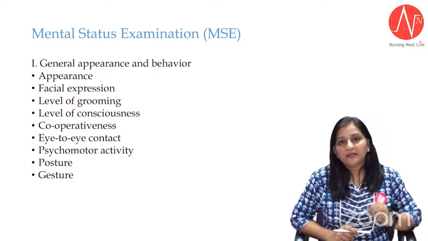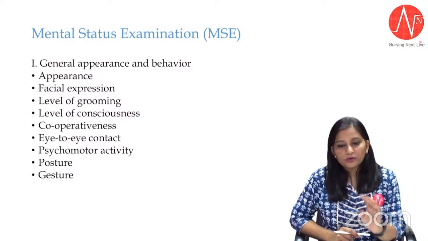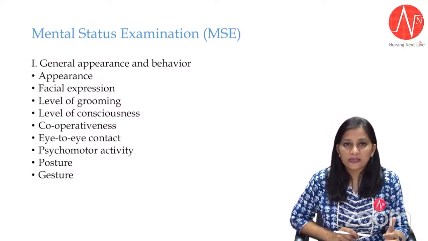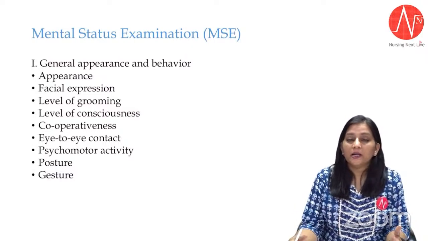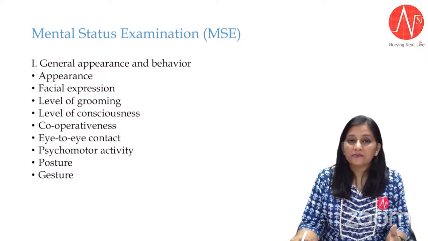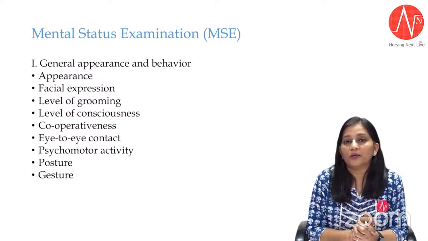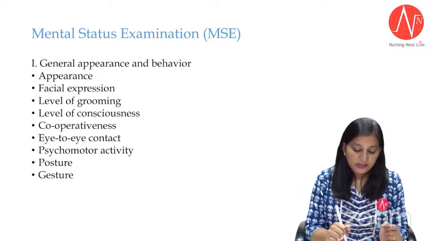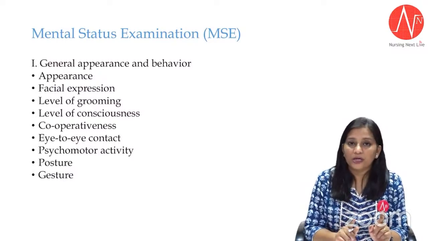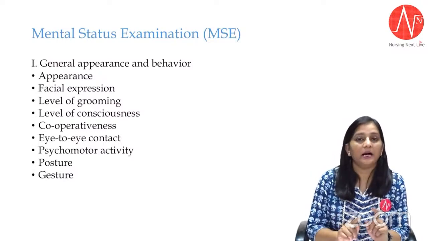Posture and gesture: when you are talking to the patient, what kind of posture the patient is maintaining, whether the patient is looking frightened, whether the patient is maintaining an open posture or not, whether the patient is maintaining a rigid posture or not. Okay, so all these observations we have to write here in general appearance and behavior. This is the first component. In this we observe only the appearance.